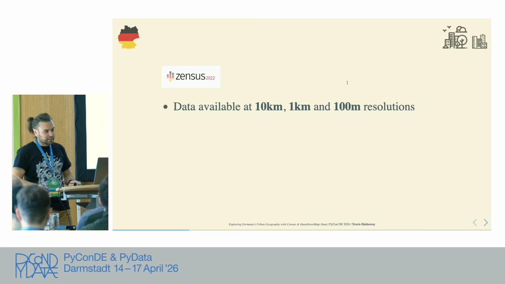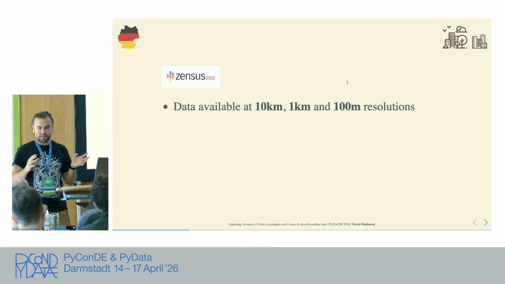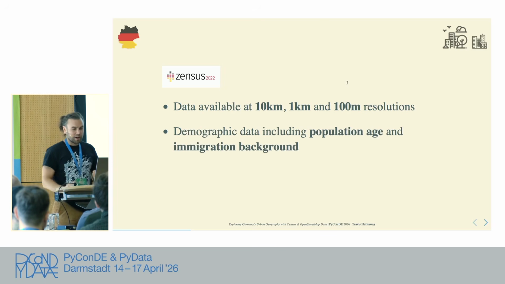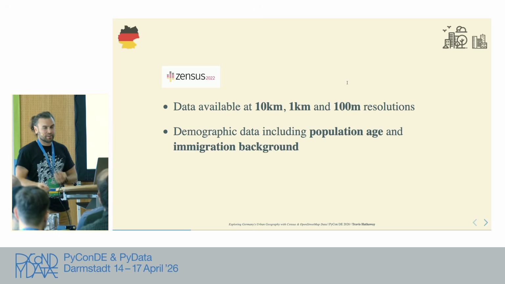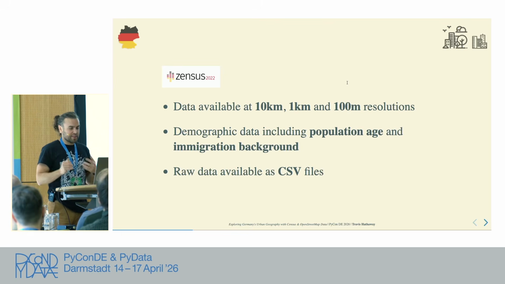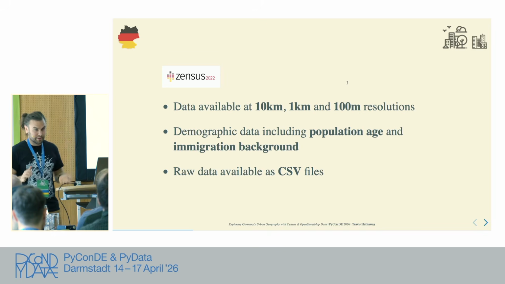One of the unique things about this new data set is that it included this new 100-meter resolution category. This is really great because it allows us to look at things like population and immigration background on basically a per-block basis. This data set comes to us available as CSV files, which is very great. And I'm super grateful that the statistics office makes this data available.